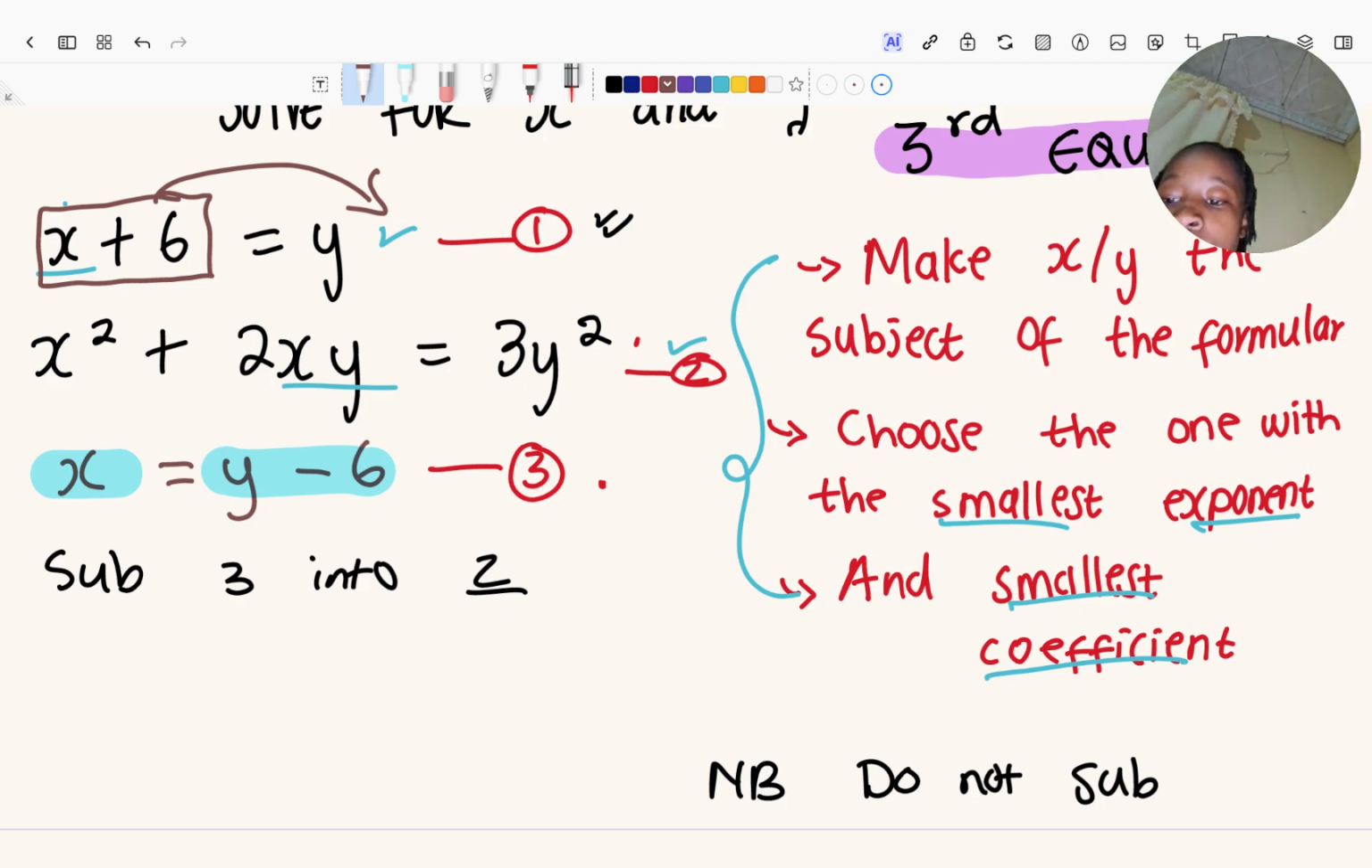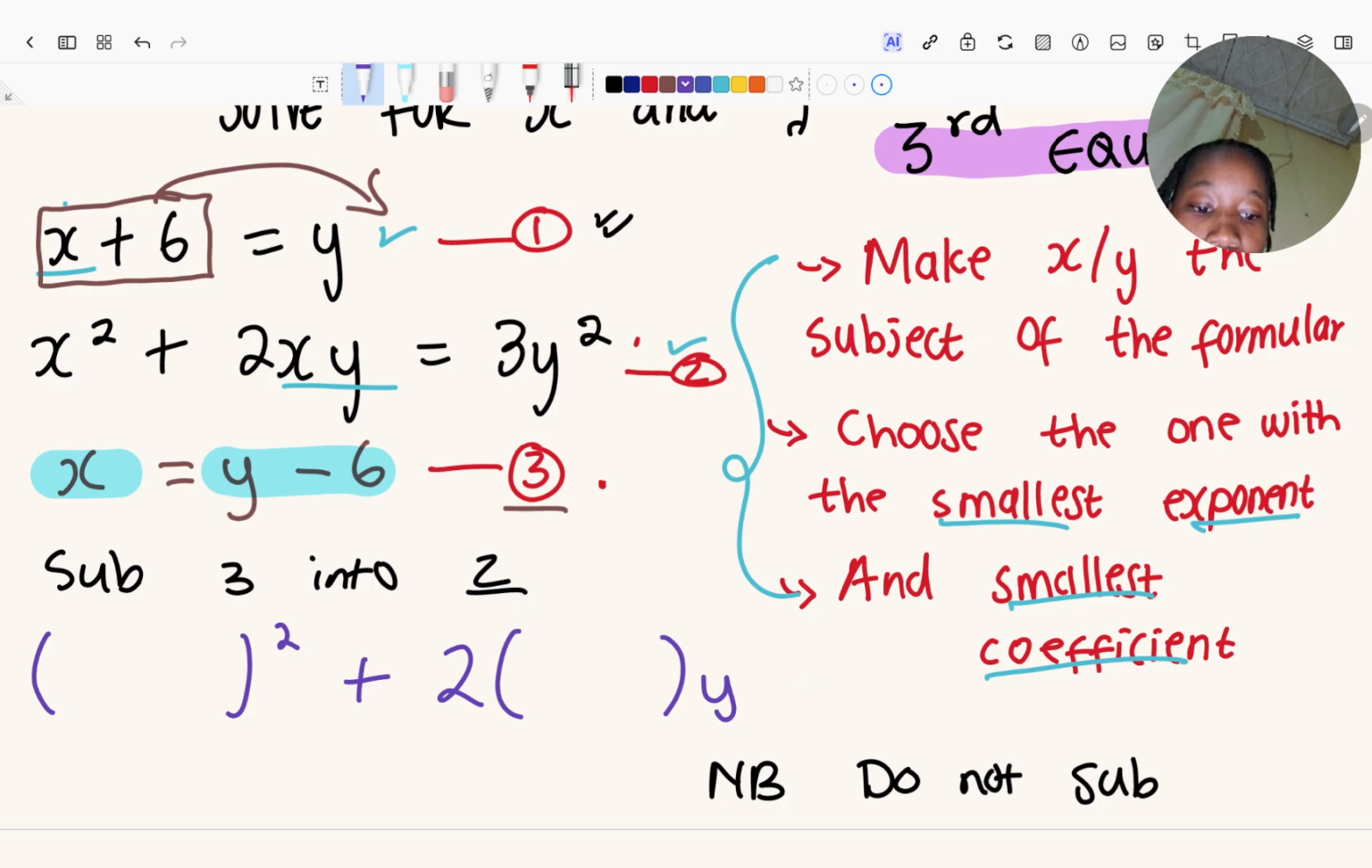Okay, so as I've said, on the third equation, x equals y minus 6. So where there is x, I'm just going to put y minus 6. But first things first, let's just leave a blank space where there is x. So it's going to be, I'm just using the second equation. So I'm just going to make the bracket squared plus 2, and then I'm going to do the bracket again, y equals 3y squared.